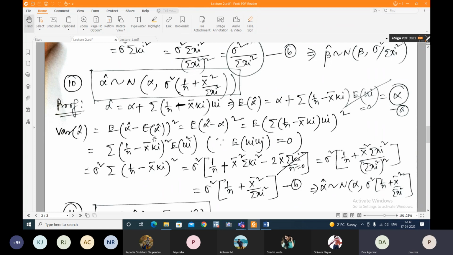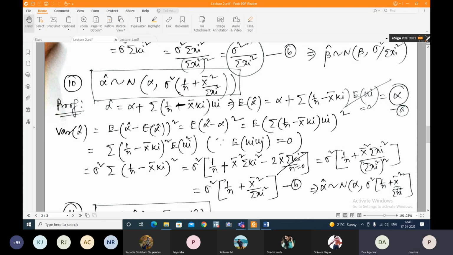So we are now left with this component. And you know this is equal to sigma square. So eventually we are having variance of alpha hat is equal to sigma square into this, which is equal to sigma square, and then you just make a square of it. And through simplification, you will be getting this. So what we are getting, alpha hat is distributed normally with mean alpha and variance this.